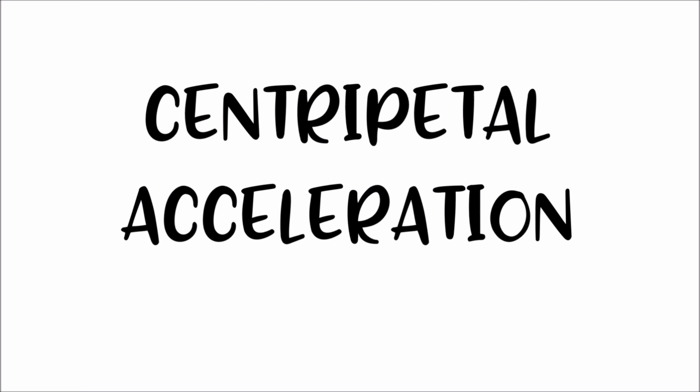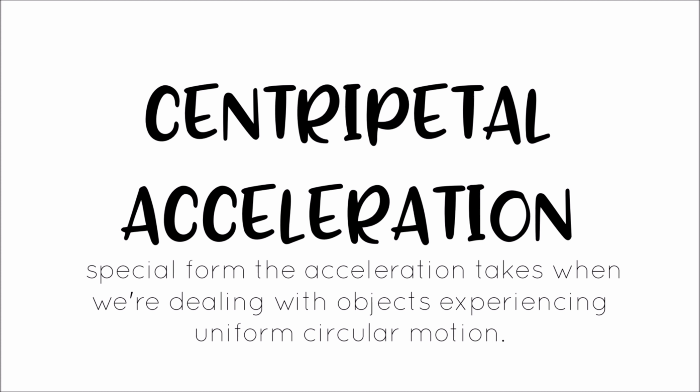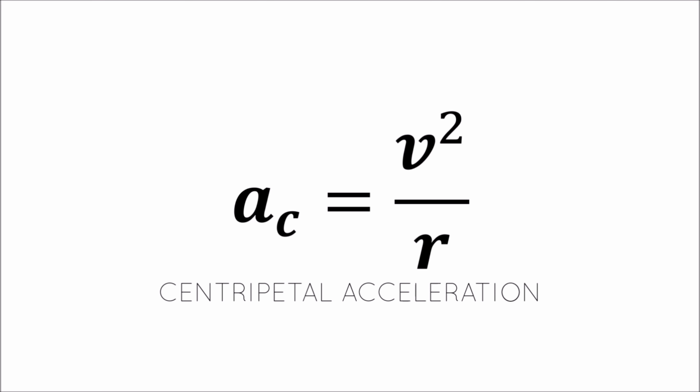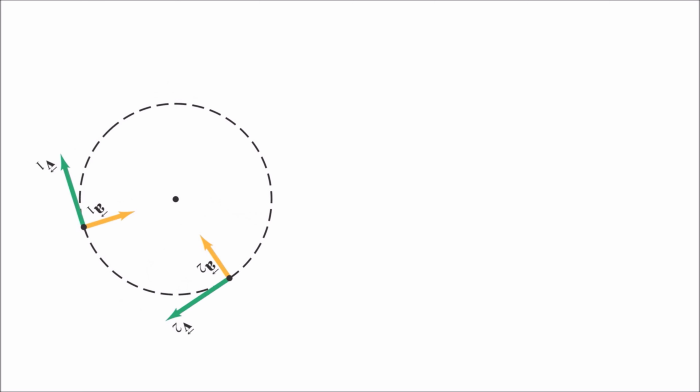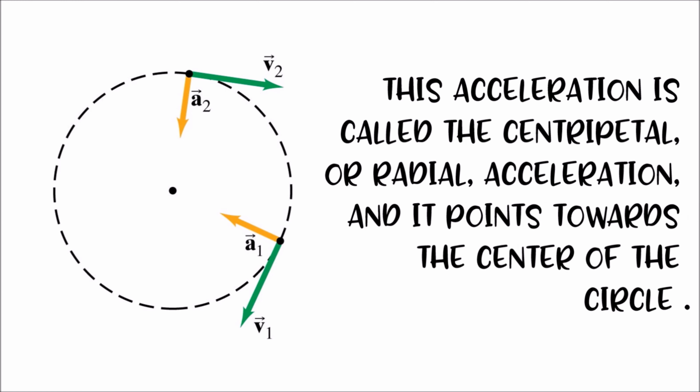So what is centripetal acceleration? Centripetal acceleration is a form of acceleration an object is undergoing when it is moving in a uniform circular motion. And it is denoted by a small letter a with a subscript of c. And the final formula is a sub c is equal to v squared over r. It is also called the radial acceleration, and it is pointing towards the center.